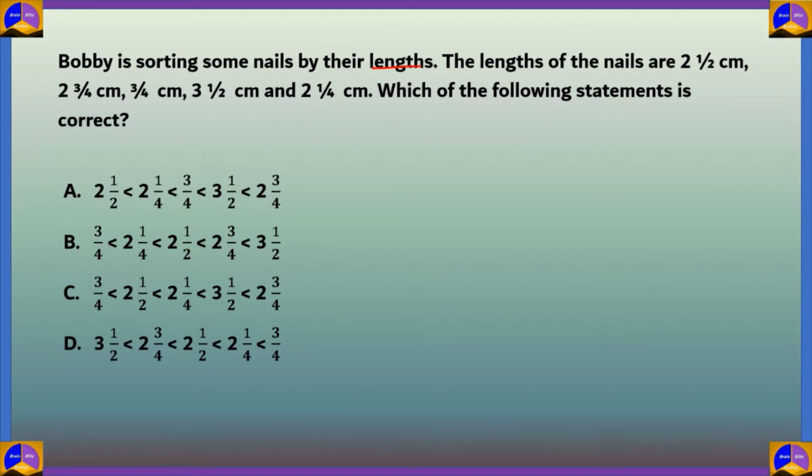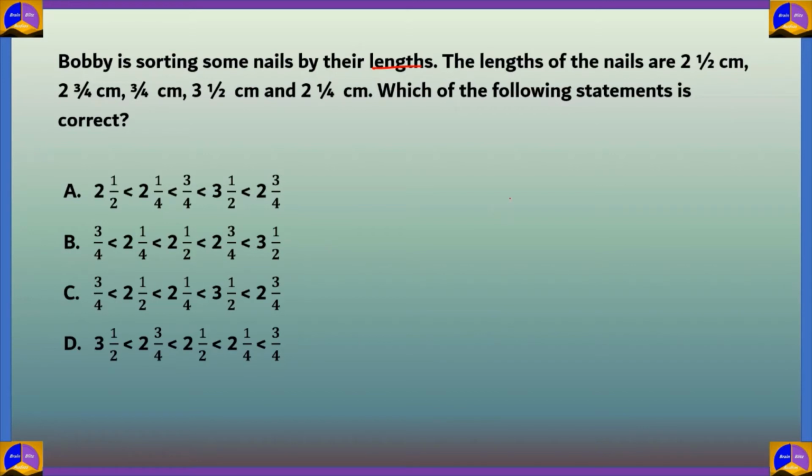Option B, 3 by 4 is less than 2 1 by 4, which is less than 2 1 by 2 is less than 2 3 by 4 is less than 3 1 by 2. Option C, 3 by 4 is less than 2 1 by 2, which is less than 2 1 by 4, which is less than 3 1 by 2, which is less than 2 3 by 4. And option D, 3 1 by 2 is less than 2 3 by 4 is less than 2 1 by 2 is less than 2 1 by 4 is less than 3 by 4.